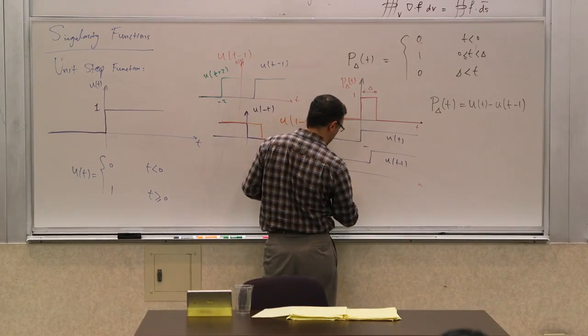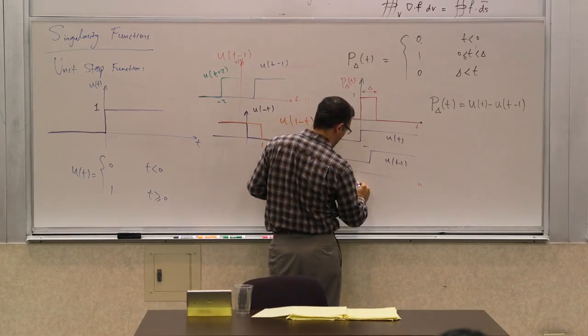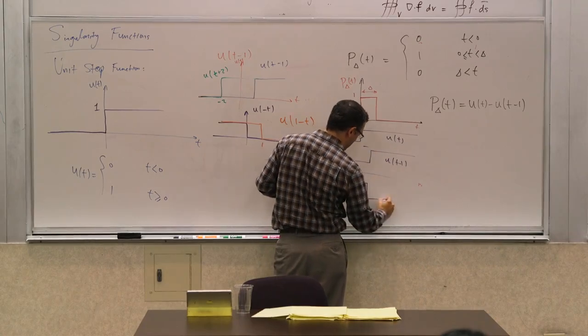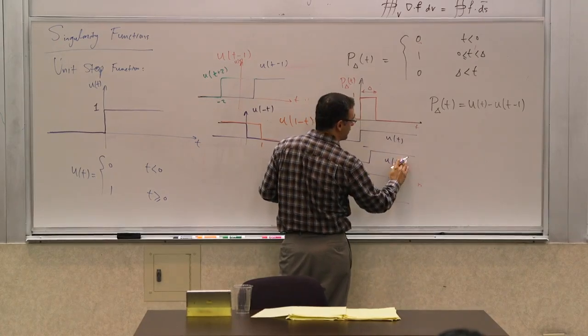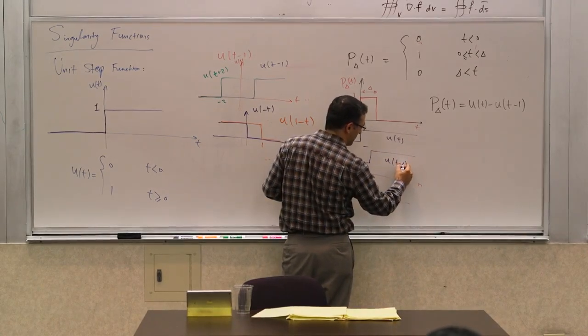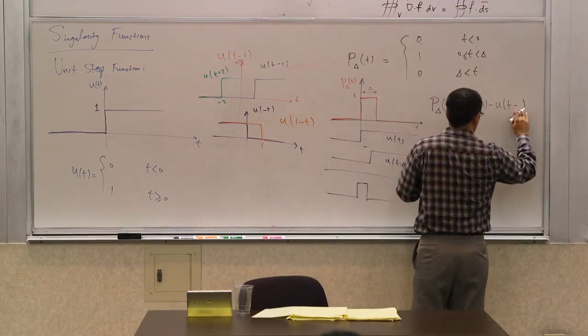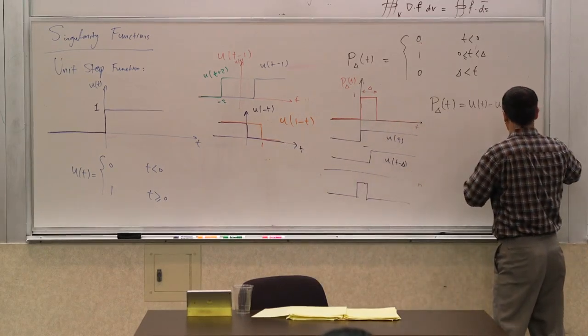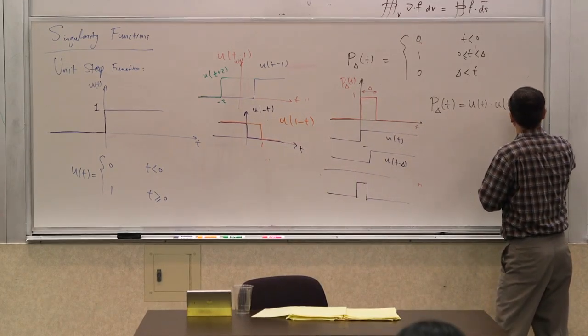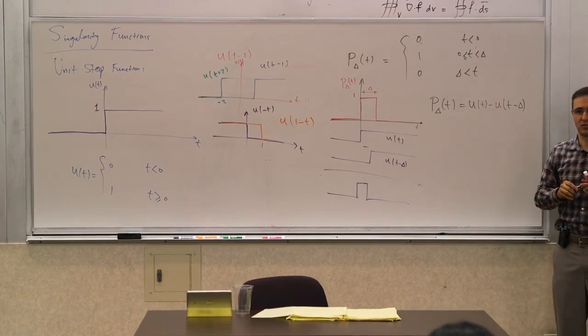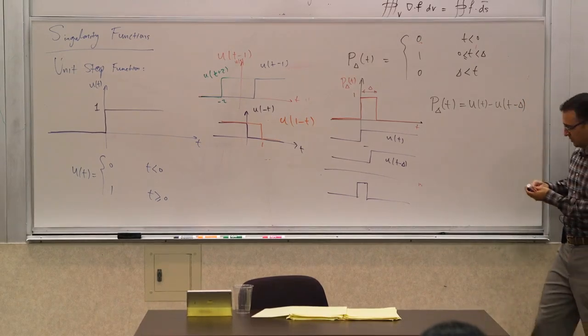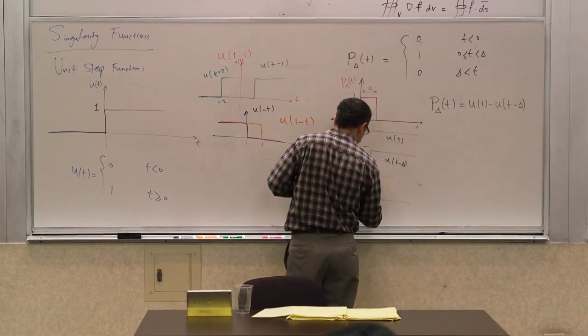Here 0 minus 0, you get 0. Here you get 1. Then you get 1 minus 1, you get 0. So actually it shouldn't be u of t minus 1, it should be u of t minus delta. So I made a mistake here. It shifts by delta, so this is delta.